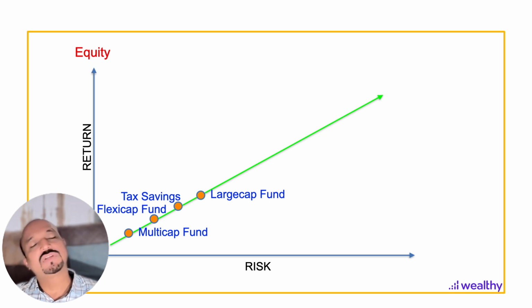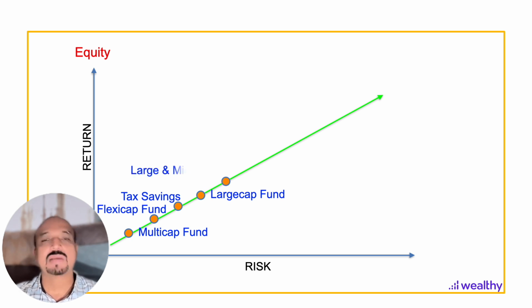Next, you have large cap funds. As the name suggests, it invests into large caps. Large and mid cap is a combination of large caps and mid caps. Then you have mid cap funds. Then you have small cap funds, which will invest into small caps.